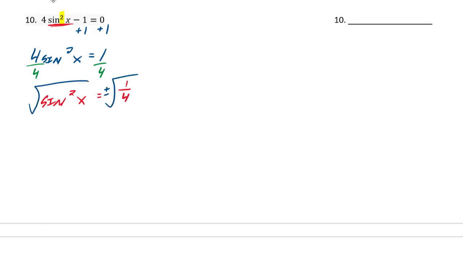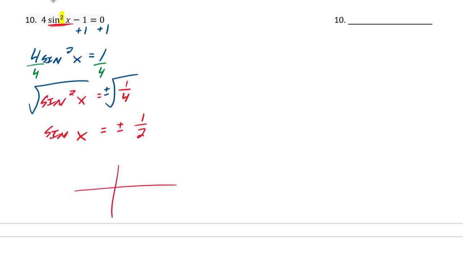And with that square root, I'll put the plus or minus symbol, so that now has gotten rid of the power of 2, so I now have just sine of x on the left. And let's go ahead and square root the fraction. I know it's going to keep the plus or minus, so I may as well keep that. But square root of 1 on top would stay 1, square root of 4 on the bottom is 2. So this is just going to be when is the sine ratio equal to 1/2.